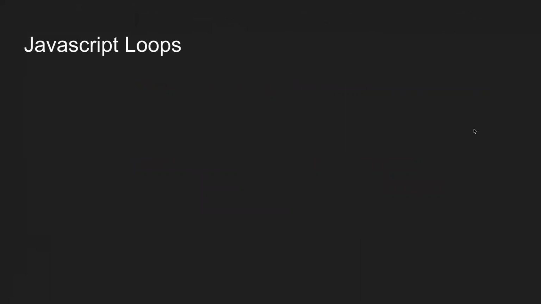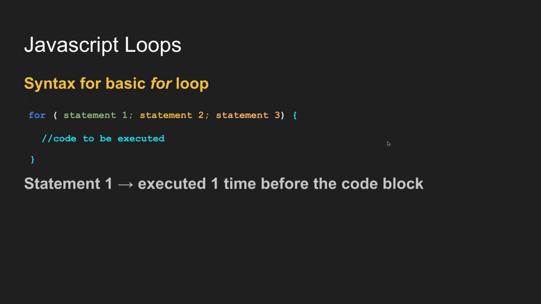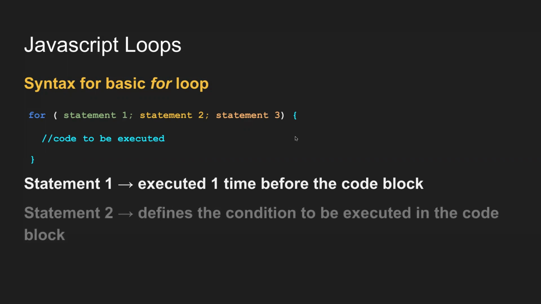With these loops, the syntax for the very basic JavaScript loop is the same syntax that you would find for most loops in C++, C, Java, I think C#. It begins like this. You have a for, and then statement 1, semicolon, statement 2, semicolon, statement 3. And then you have the code block. This is the code to be executed. Statement 1 is executed one time before the code block, and that's it.